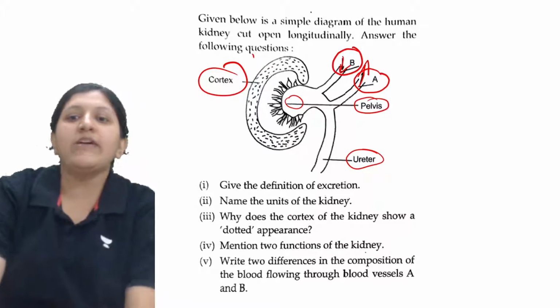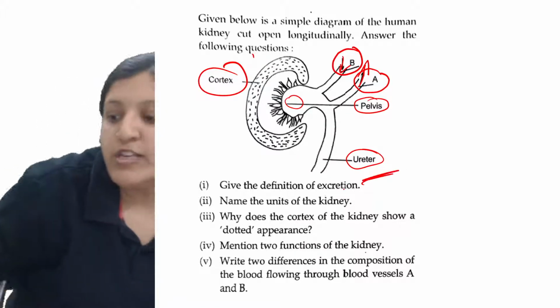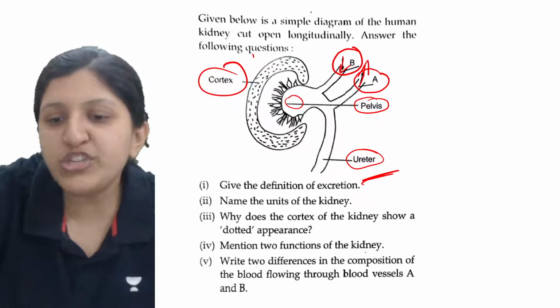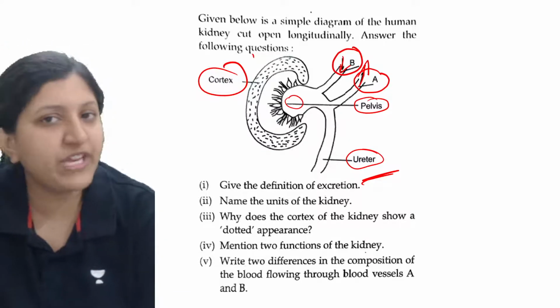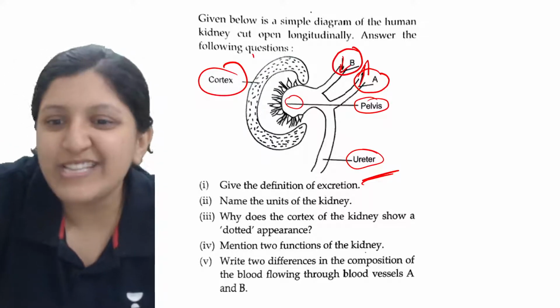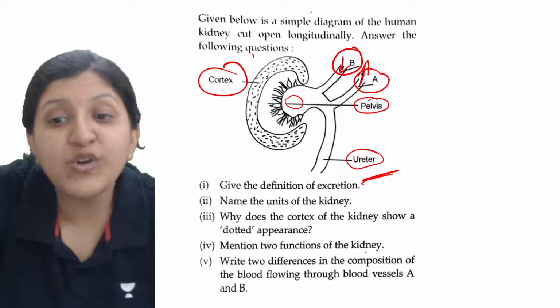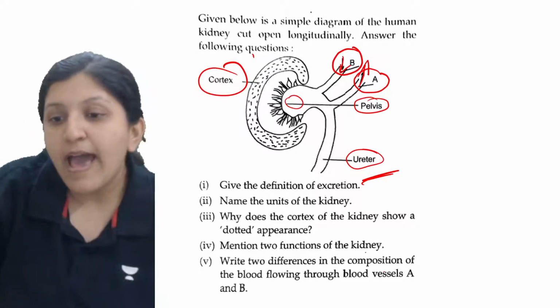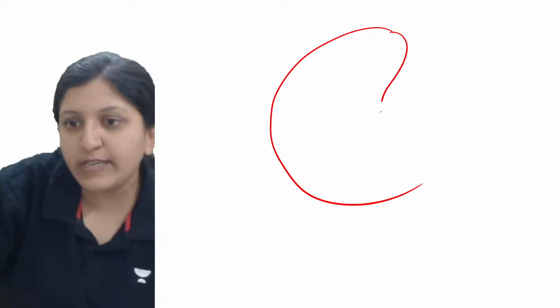Give the definition of excretion. What is excretion? Define, anybody. Name the unit of kidney. Again it is the structural and functional unit, the nephron itself. Why does the cortex of the kidney show a dotted appearance? Now, as mentioned clearly here, this is the kidney.